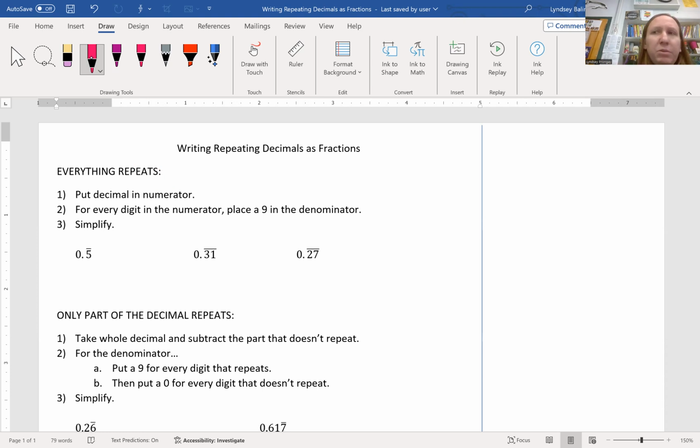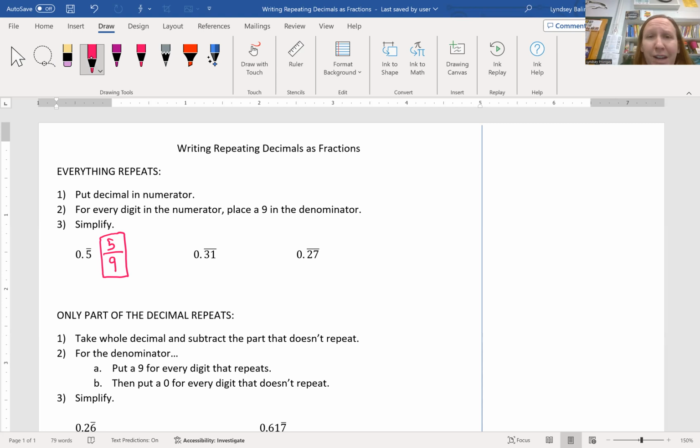Okay, so in our first example, we have 0.5 repeating with just the 5 repeating. So the 5 becomes my numerator. And then for every digit in the numerator, we're going to put a 9 in the denominator. So here we only had 5, so we only need to put 1 nine in the denominator. And we simplify if we can, which we can't. And so our answer for this is just 5 ninths. That's it. And if you don't trust me, grab that calculator, type in 5 divided by 9, and you will see that the calculator shows 0.5 repeating.